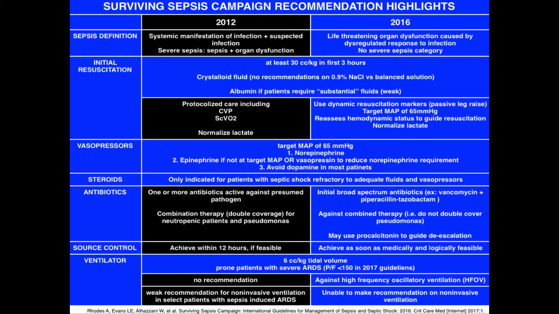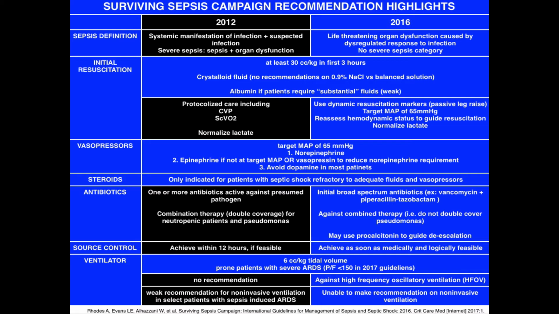There's really no recommendation on the crystalloid of your choice: normal saline, LR, Plasma-Lyte, Normosol. Anybody have those last two, the balanced solutions? Probably not. There's really no recommendation as far as either one or any of them. You can use whatever you have or want.